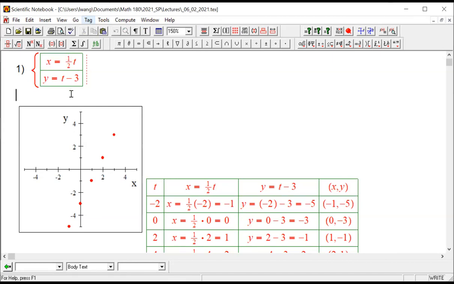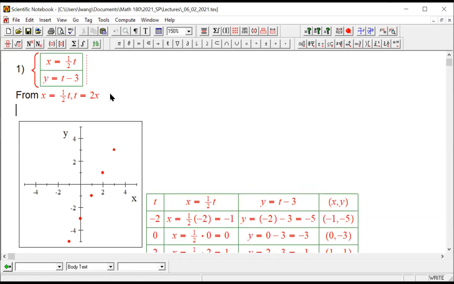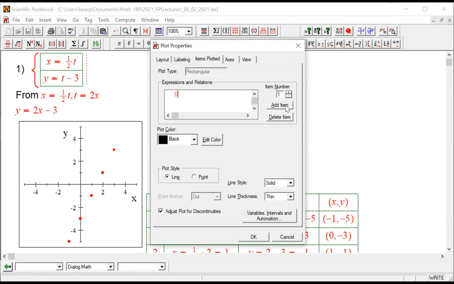Because from the first equation, if we do it algebraically, we get t equals 2 times x. And we plug t equals 2x into the second equation. t is replaced by 2x. And we get a line equation. If we graph this line equation, we will connect all these dots. 2x minus 3. Boom.